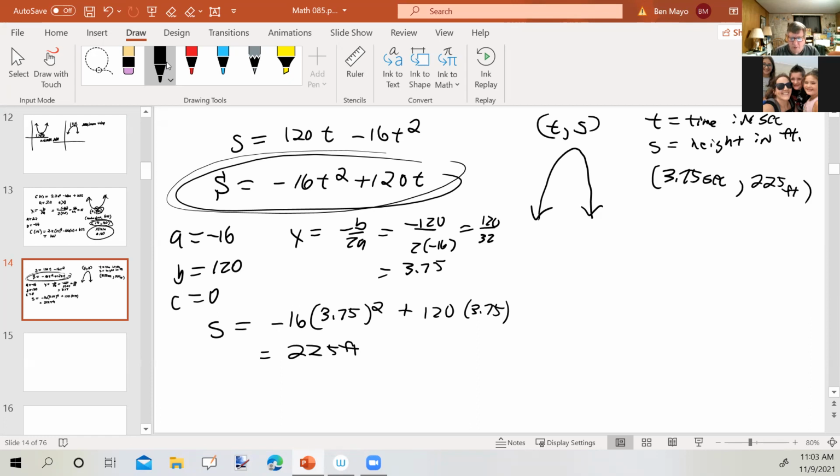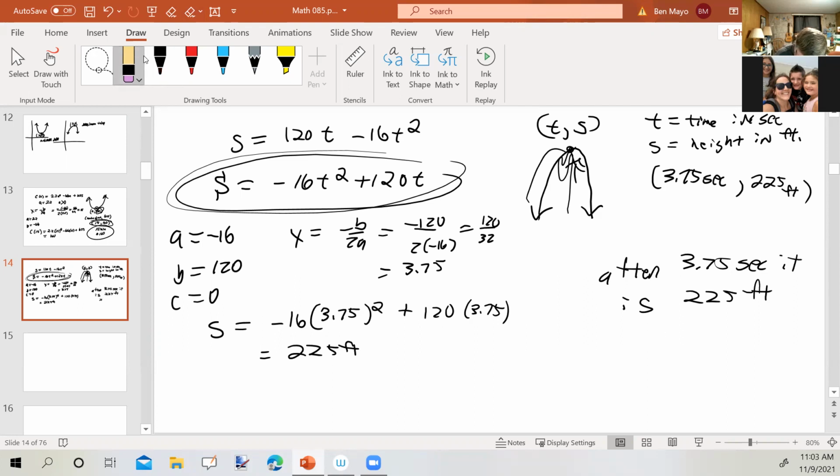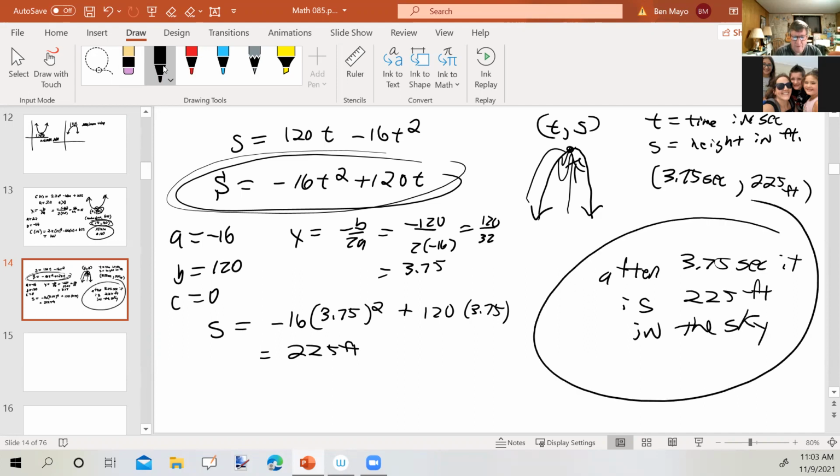So the vertex is at 3.75, 225. 3.75 is the number of seconds it takes to reach the vertex, and 225 is the number of feet that it is above the ground. All right, so going back to our questions, how long after being fired and at what height will the fireworks appear in the sky? After 3.75 seconds, it is 225 feet in the sky. Any questions about that one? So again, we had to find the vertex to answer the questions.